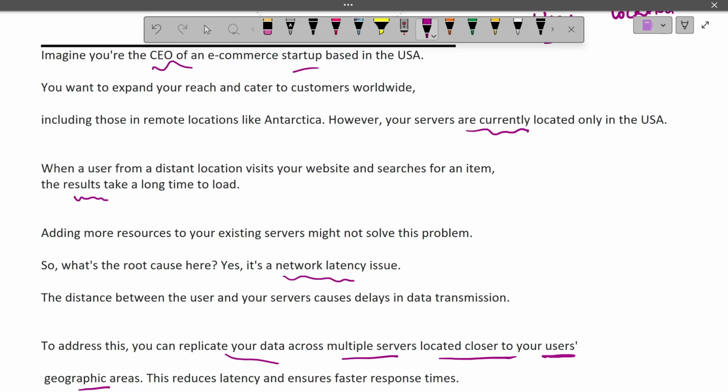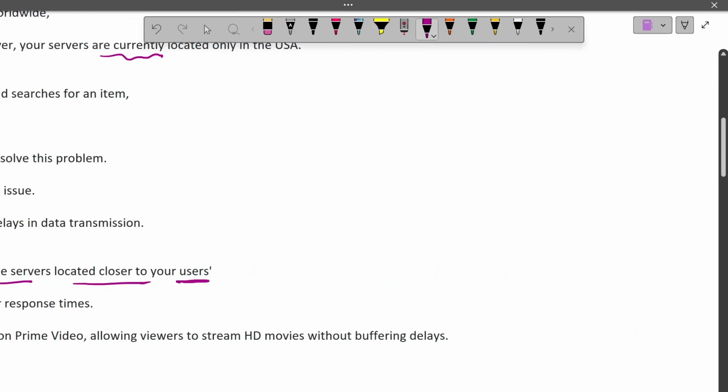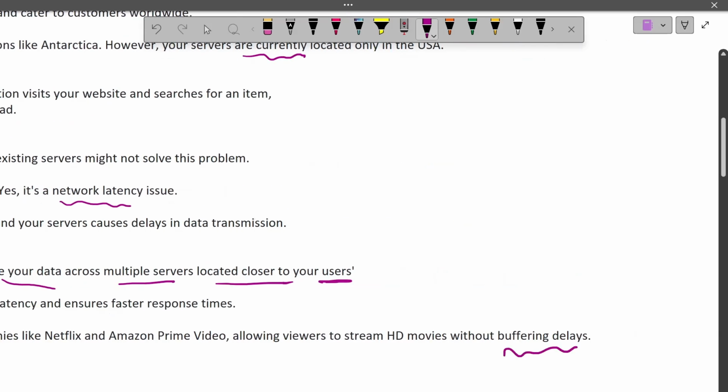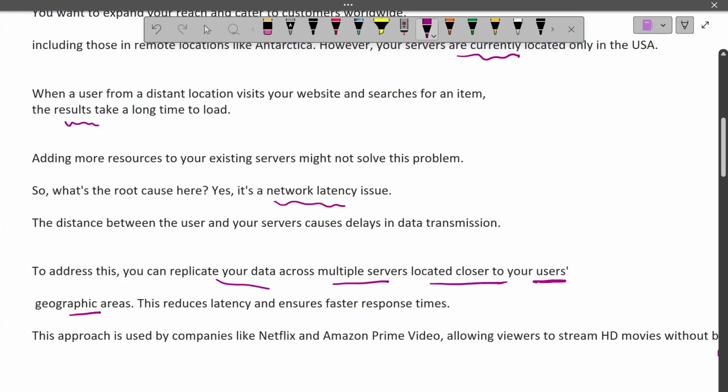That is also being used by streaming companies, Netflix, even YouTube, Amazon Prime. Do you see buffering? Now, why do we need to do this? So that there are no buffering delays. Whenever you are seeing buffering, the main reason behind the buffering is the network latency.